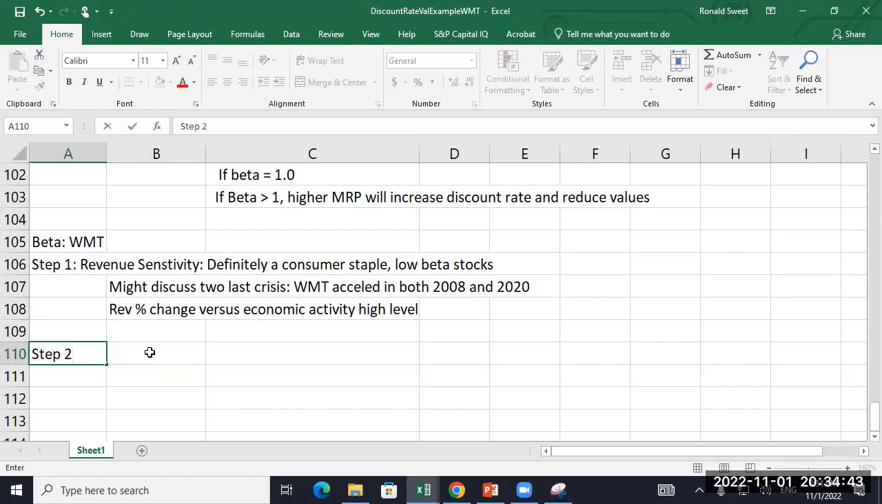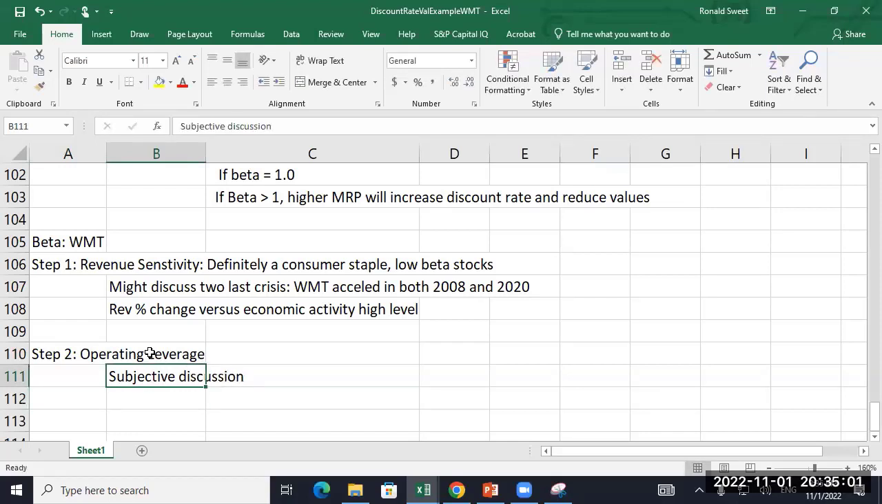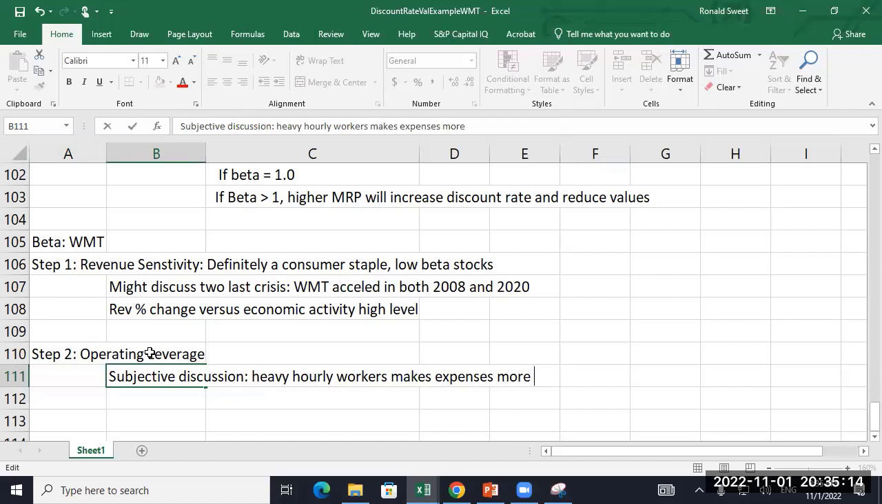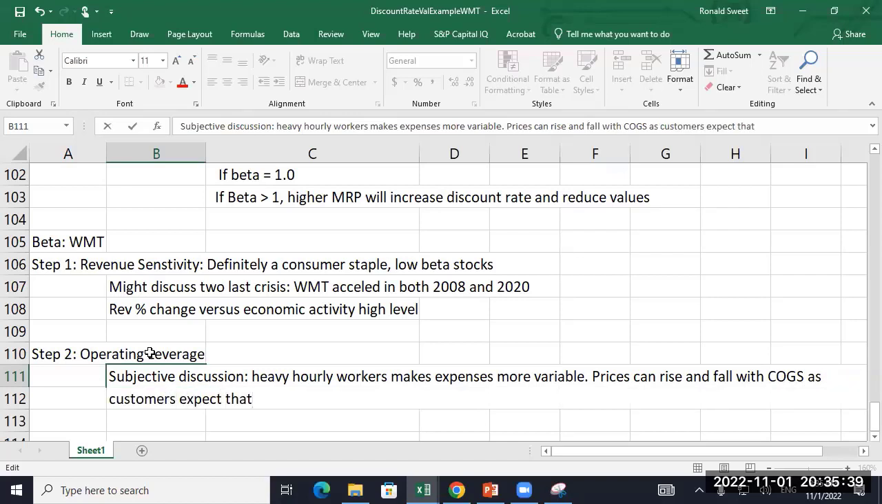Step two and three. Now let's just do two. Operating leverage. Here, students lose points because they don't do the subjective. You need to have the subjective statement in there. So Walmart, heavy hourly workers makes expenses more variable. Prices can rise and fall with cost of goods sold as customers expect that. If people know banana prices are going up, they don't blame Walmart when they go to the store.